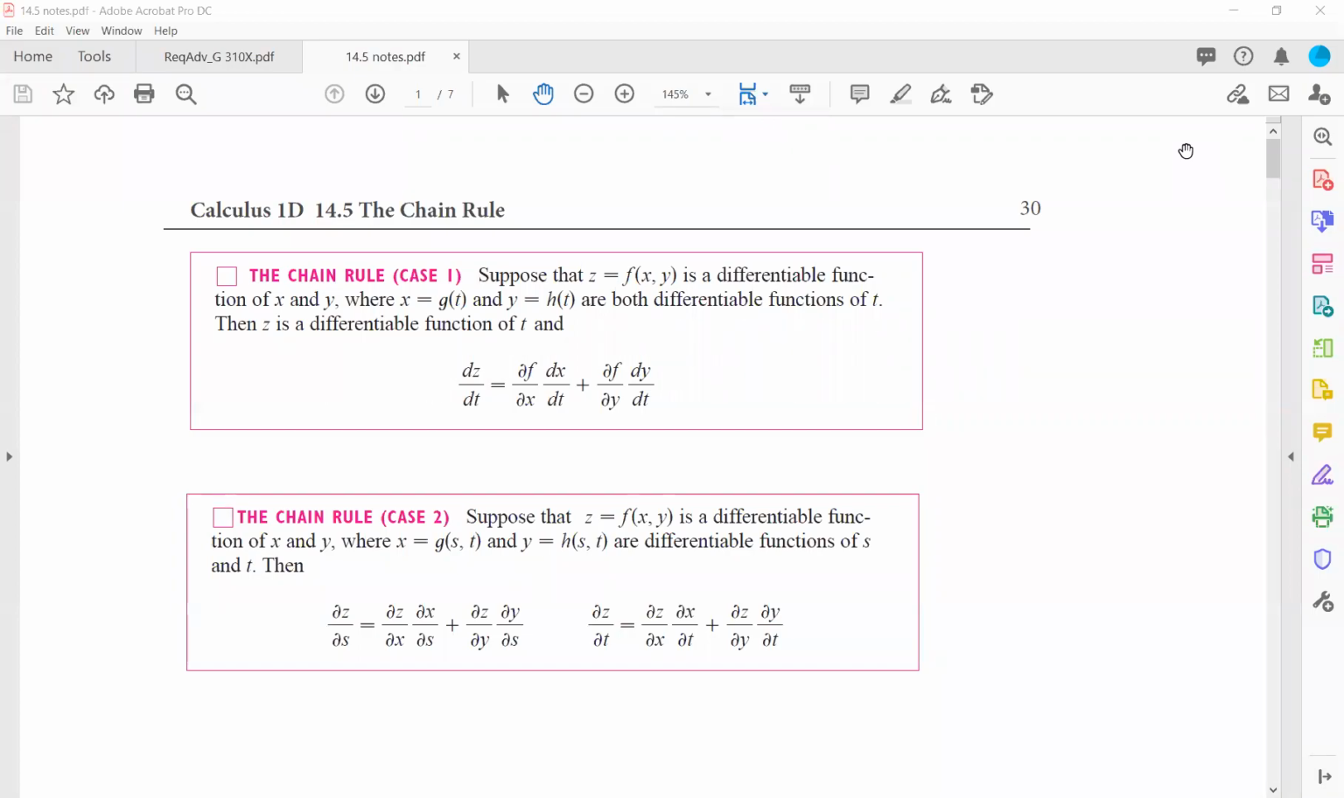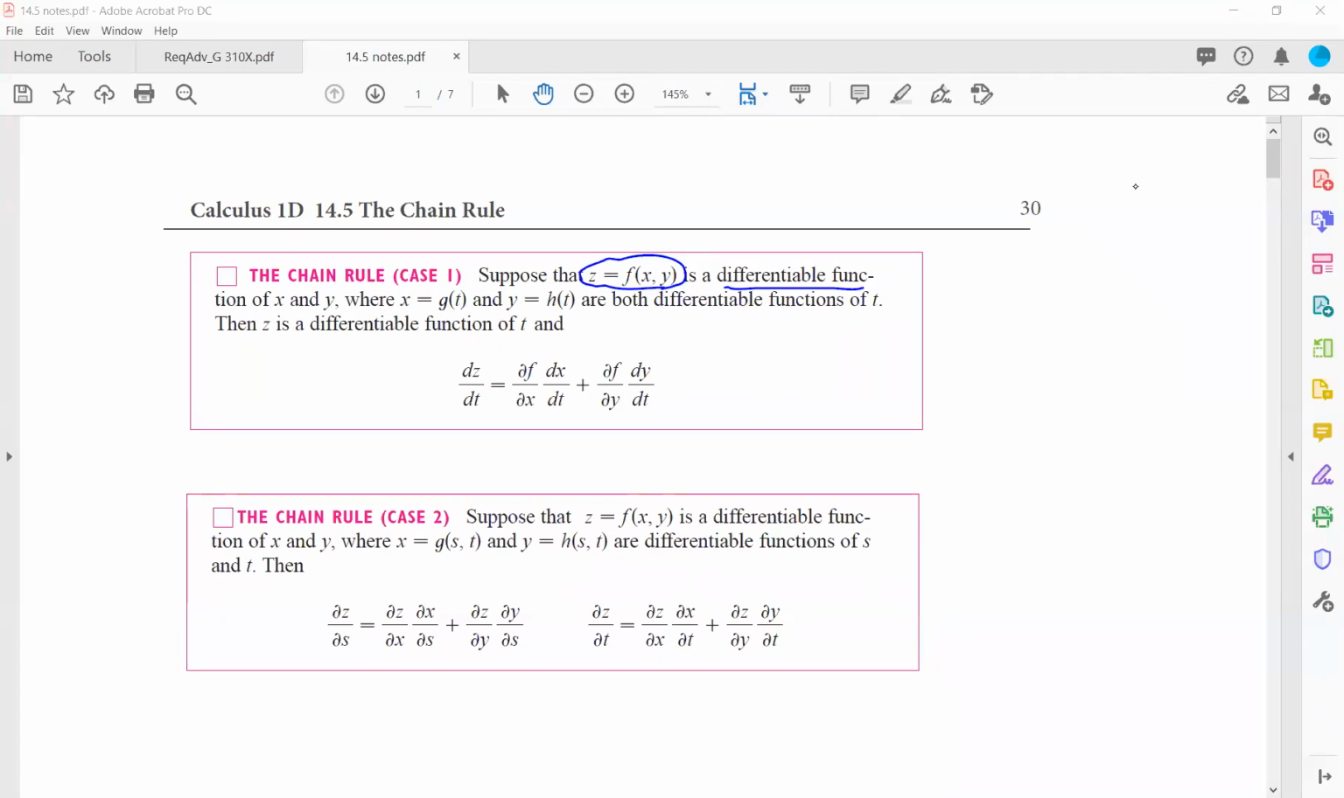So we defined a two-variable function. Now we're interested in finding the derivatives, differentiation of function with respect to different variables. Chain rule, case 1. Suppose z is equal to f of x and y, and it's a differentiable function with respect to x and y.